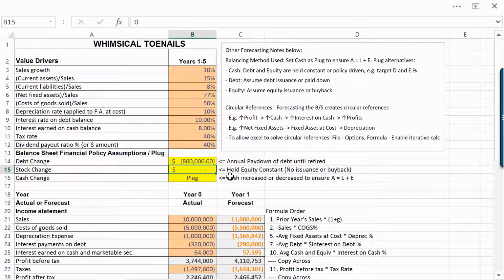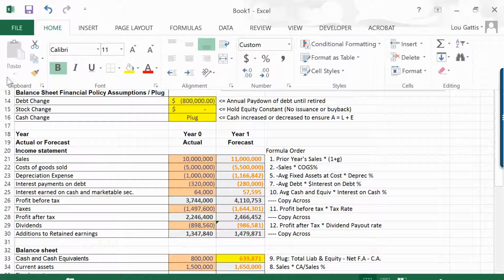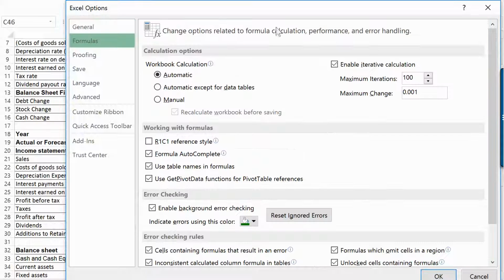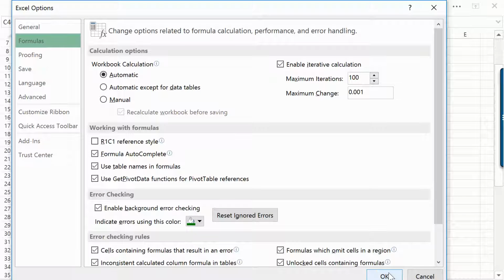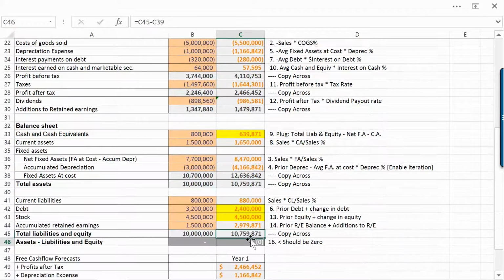Now to get Excel to handle a circular reference and find a consistent value of these assumptions, I'm going to go to File, Options, Formulas, and I'm going to allow iterative calculation, which is kind of like using a solver. It's going to find those values of cash and debt balance that satisfy the model so that my balance sheet balances.